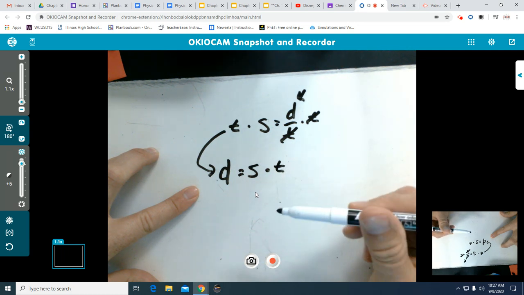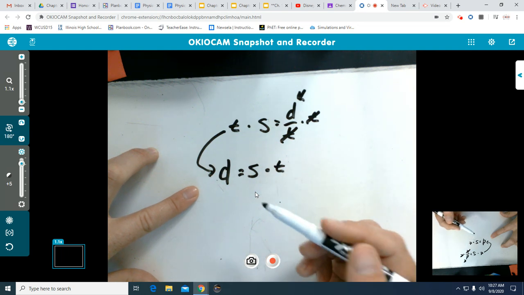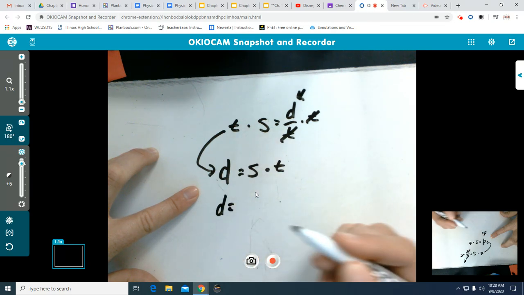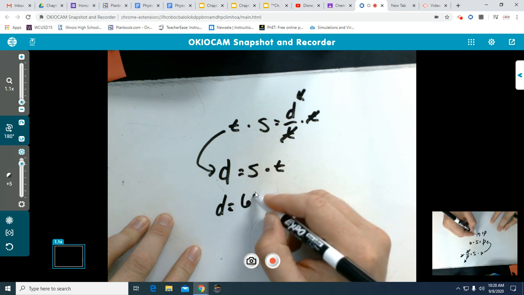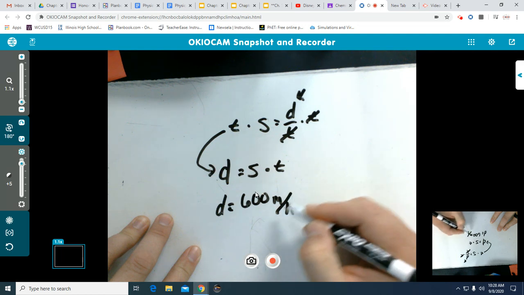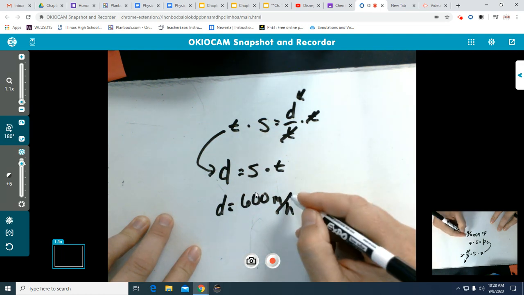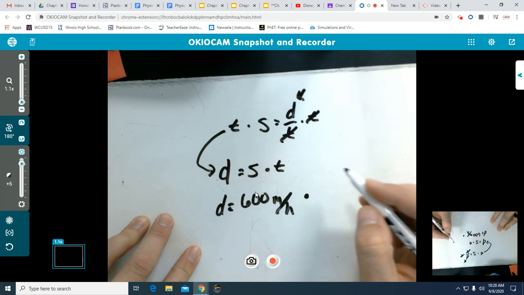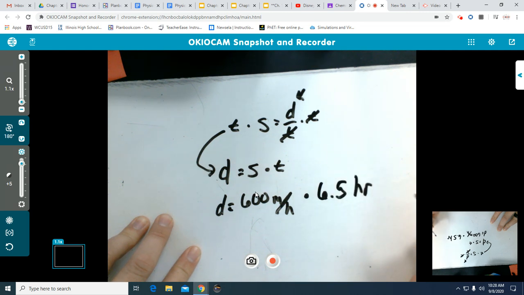So once I've got this formula all situated how I should, then I like to go ahead and plug in my numbers that I know. Again, my speed was 600 miles per hour. Again, that line just means per. I could have written it mph, but since we are dealing with math, I put that little line there. Multiplied by time, which was 6.5 hours.